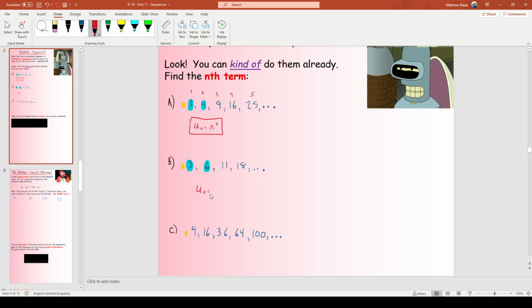Well, what it's doing is it's the same as the one above, so n squared, but they've just added 2 to every single number. So look, we've got another nth term on the go there. Okay, knowing that then, what's the bottom one?